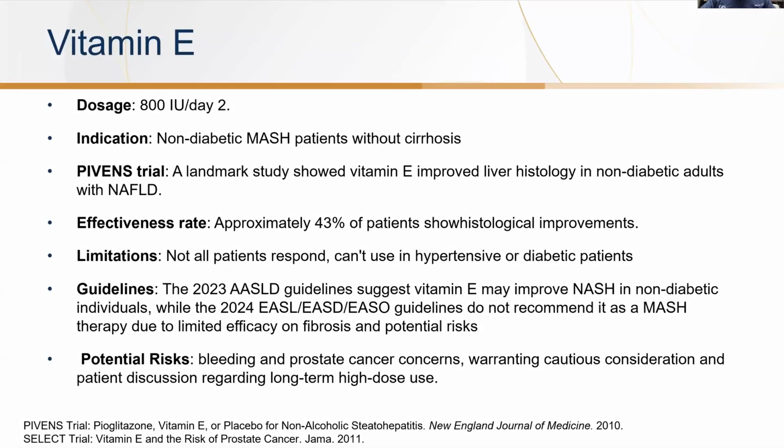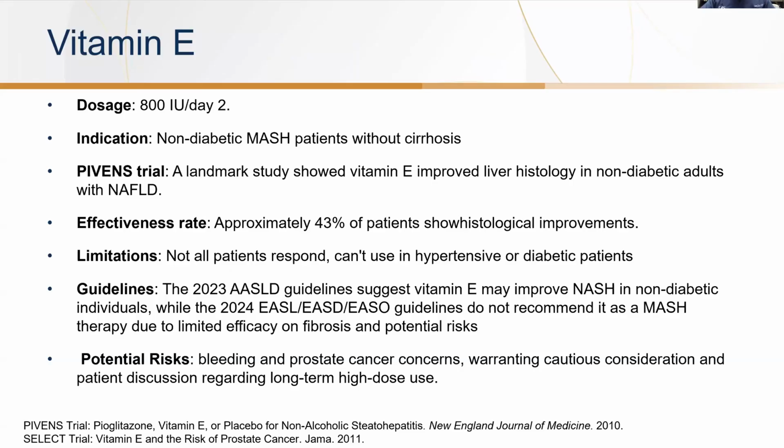So let's discuss vitamin E. This is an old medication that's readily available, and AASLD guidance suggests that vitamin E can be considered in patients as it can improve NASH in some patients without diabetes. Now, the patients do not need to be diabetic and they cannot have cirrhosis.